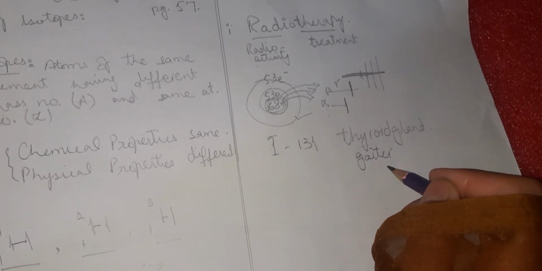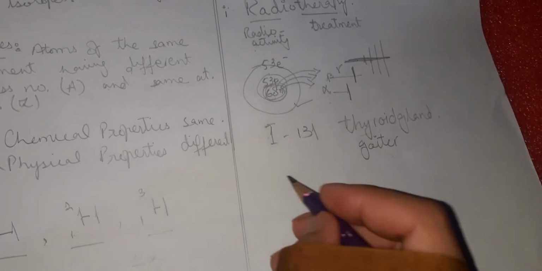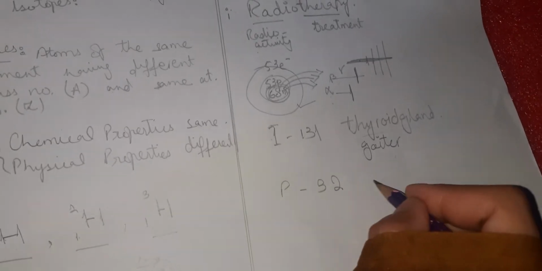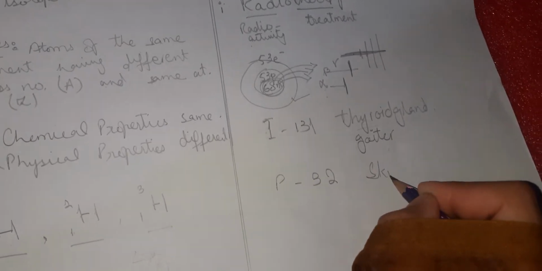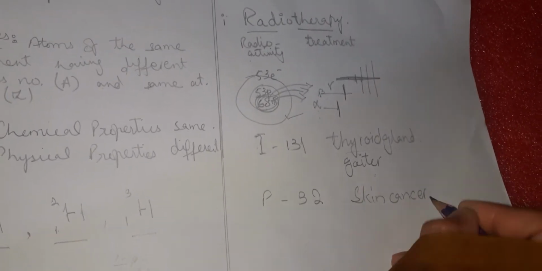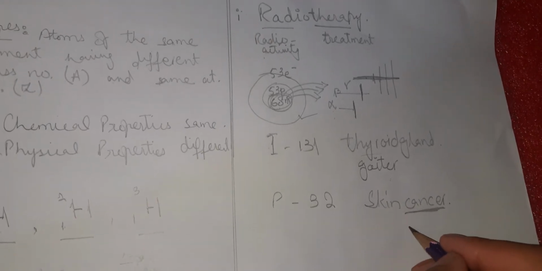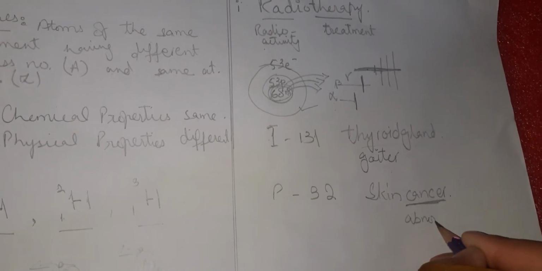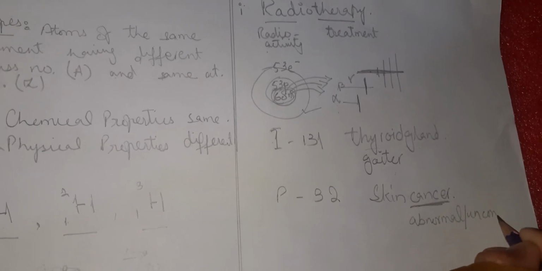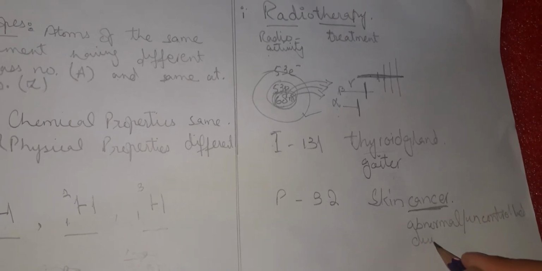It is also used with some other elements, like the isotope phosphorus 32. It is used to treat skin cancer. What is cancer? Cancer is the abnormal or uncontrolled division of cells.